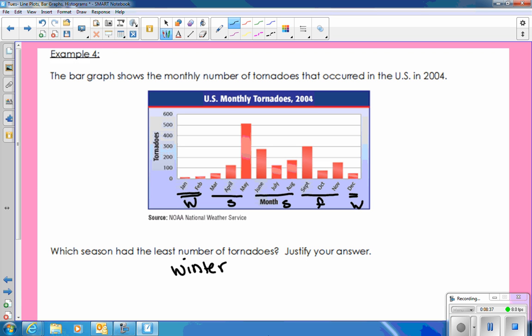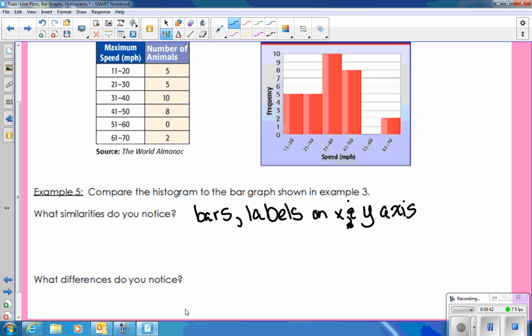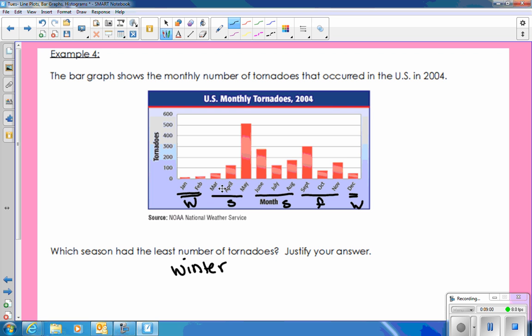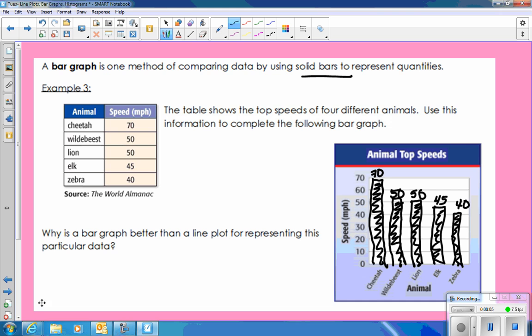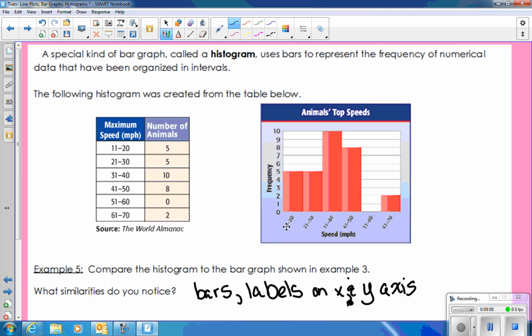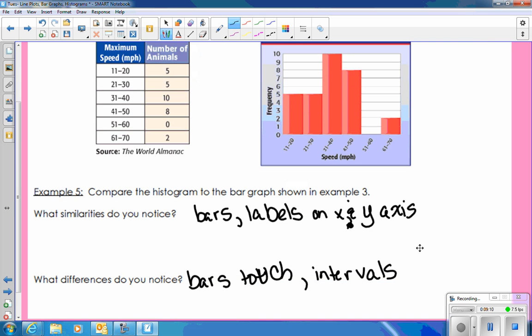So what kind of differences do we know? Well, the bars touch. That's the main one. And the second most important one is that it uses intervals. So typically on a bar graph, down here, you're going to have categories. This has categories like months, or this one had animals. Histograms are going to have intervals here. So intervals and bars touching is the main thing.